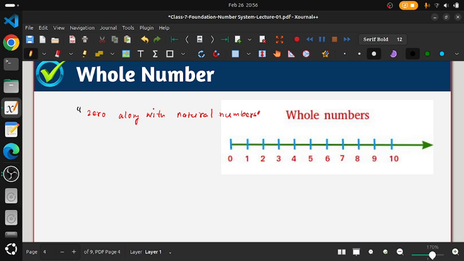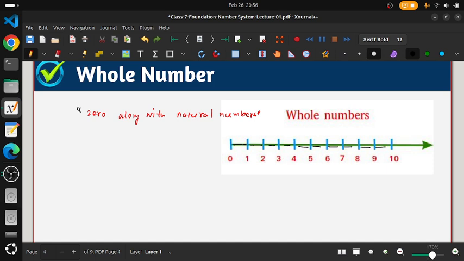And here also we are plotting the numbers over the number line. As you know, if we plot, all the gaps will be equally spaced, so there will be equal gaps like this. So these are our whole numbers. Whole numbers are nothing but 0 with the natural numbers. So these two are very basic, the whole numbers as well as natural numbers.